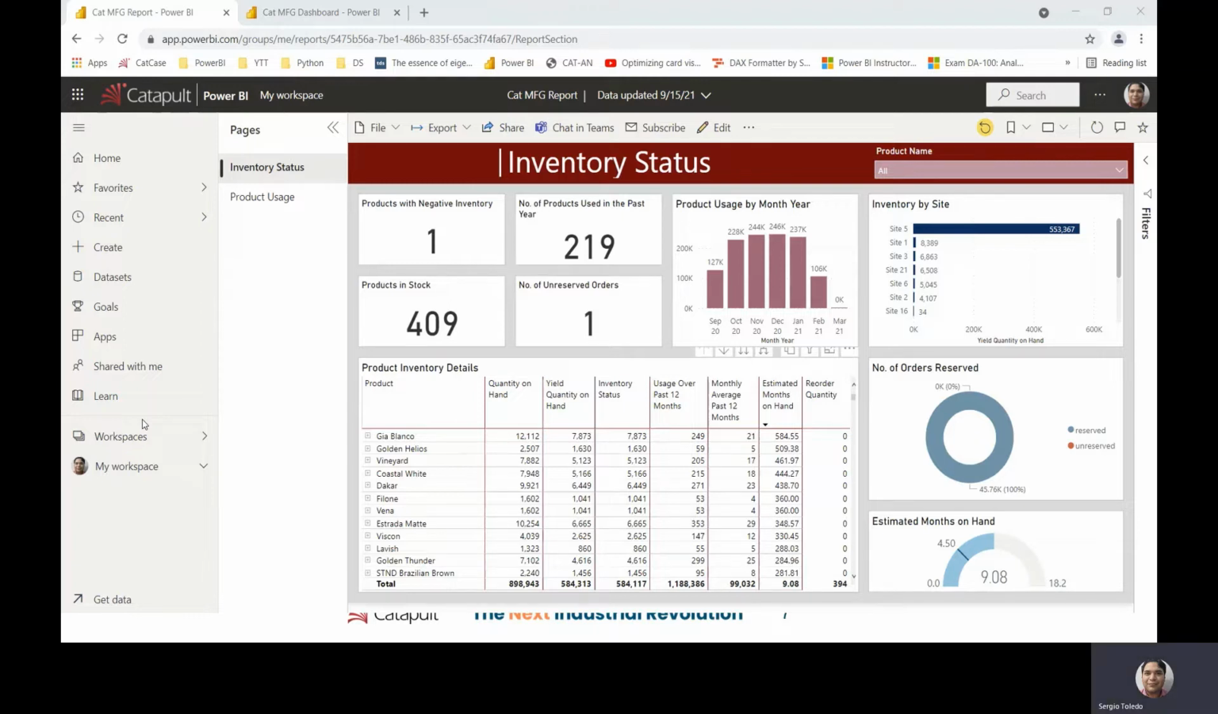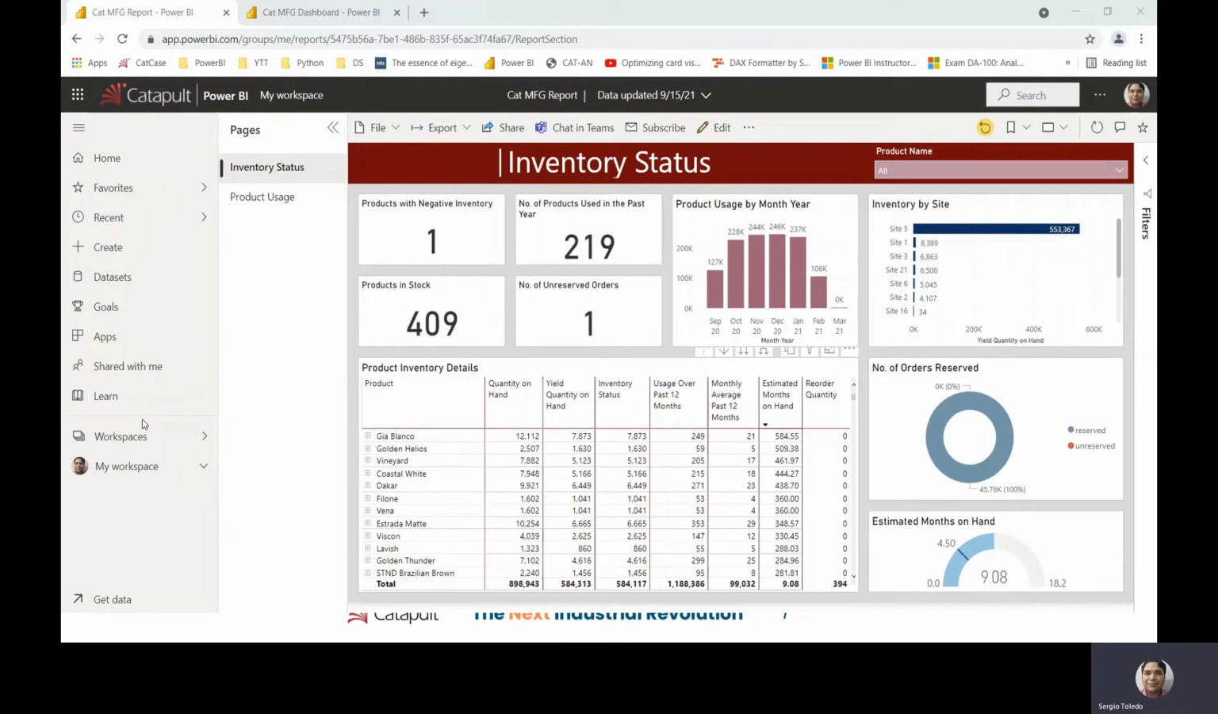We also have products usage by month year. For this specific data set, we only had information from September 2020 to March 2021. And the information from March was very minimal. It was only the first week of March, so that will be the reason for the value being so small compared to the rest of the year.